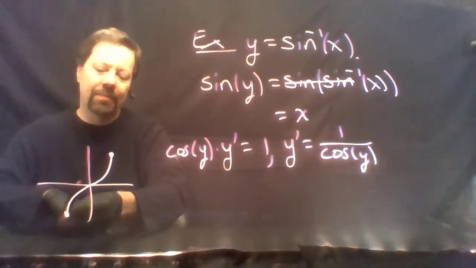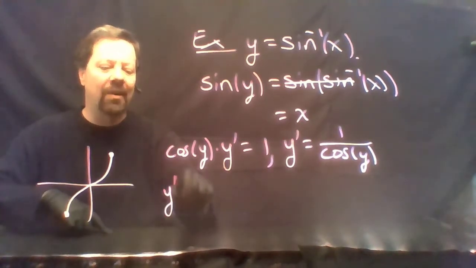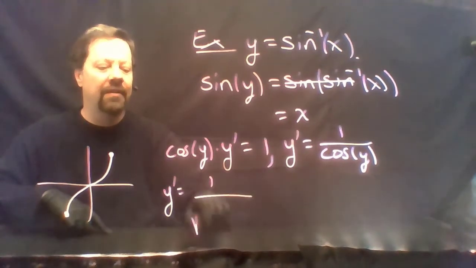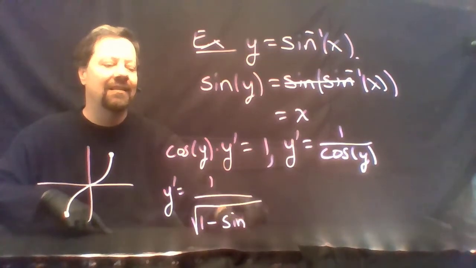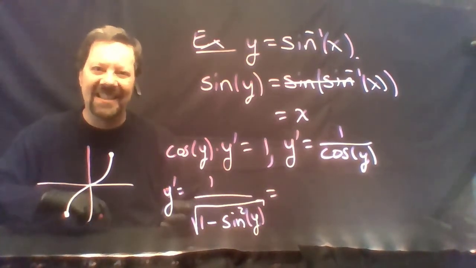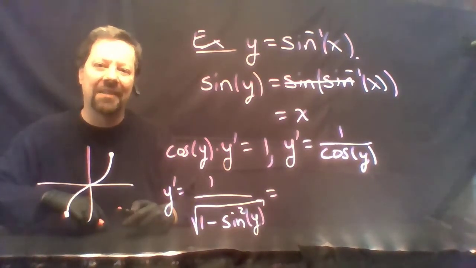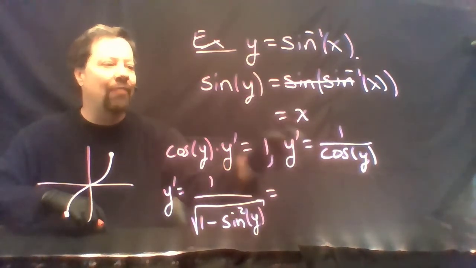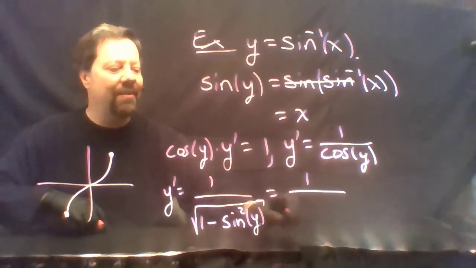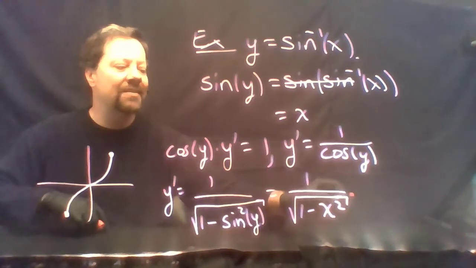Still not content, keep in mind that the inverse sine function looks like this. It has a slope that's positive everywhere. I can rewrite this as y prime equals 1 over the positive square root of 1 minus sine squared y using the Pythagorean identity. Positive because the slope is always positive for the inverse sine function. But we know what sine of y is. Sine of y is x. So I can rewrite this as 1 over the square root of 1 minus x squared.